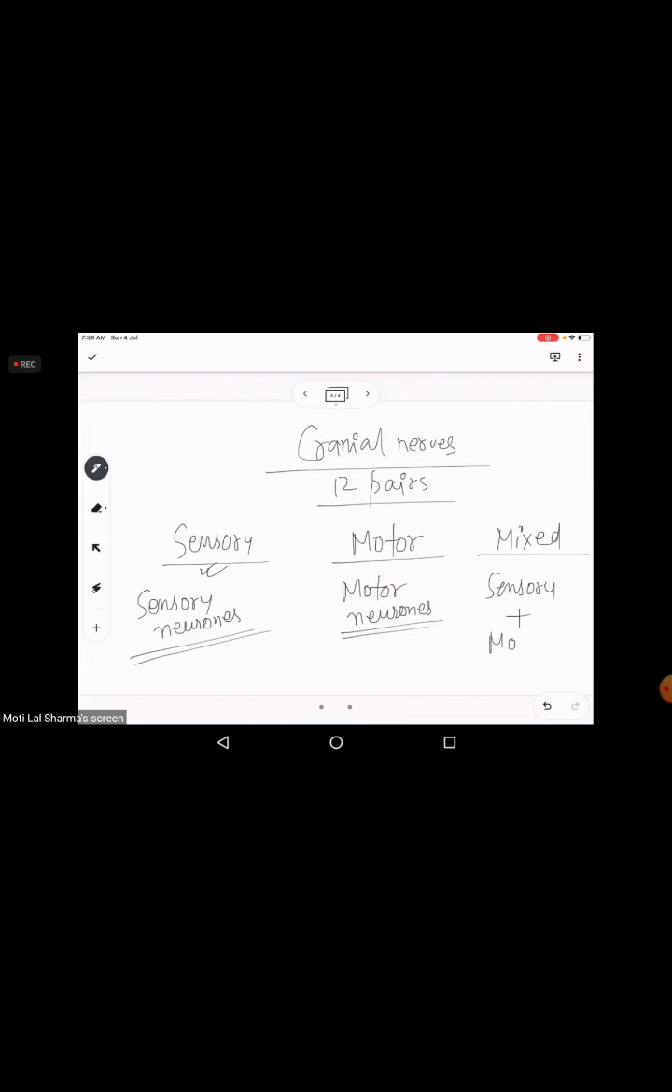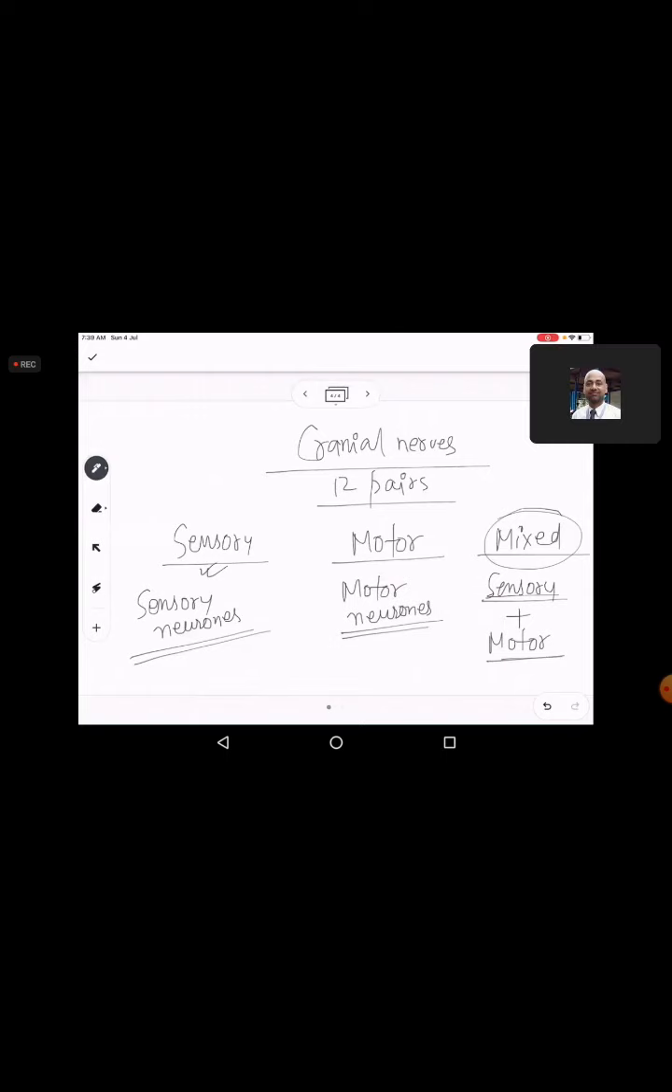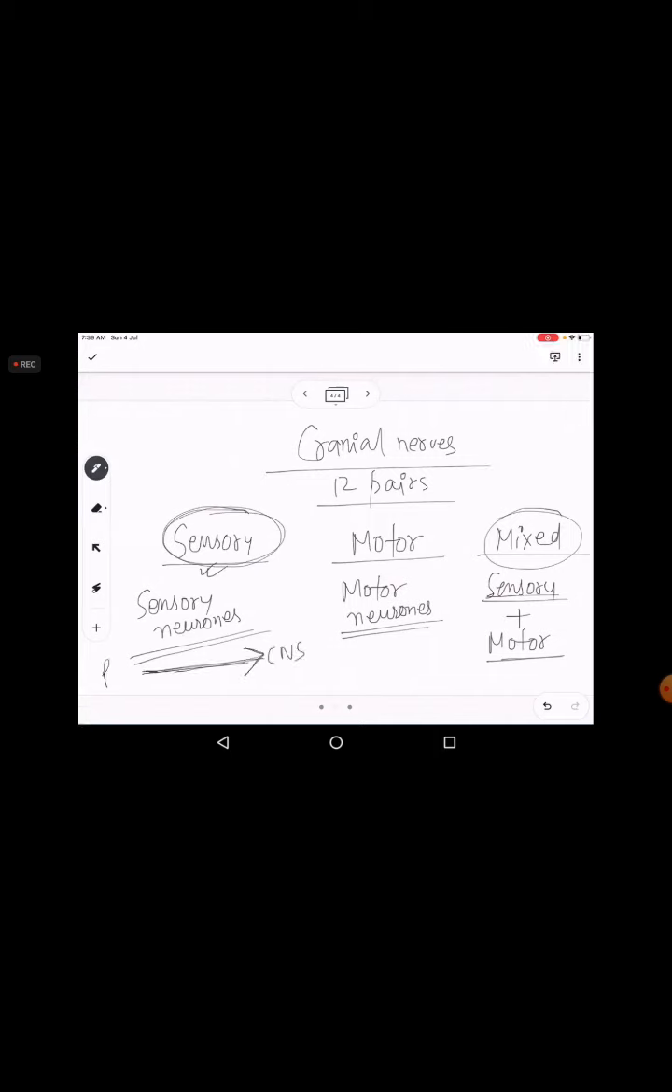Since they have both sensory and motor neurons, mixed knobs can transmit impulses both towards the CNS and also away from the CNS. But sensory knobs are those knobs which transmit impulses only towards your CNS from your receptors.